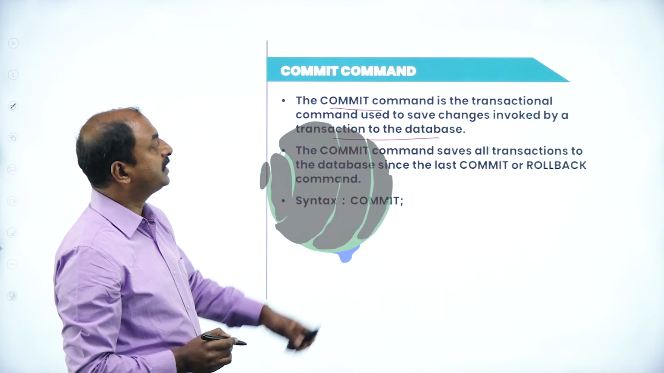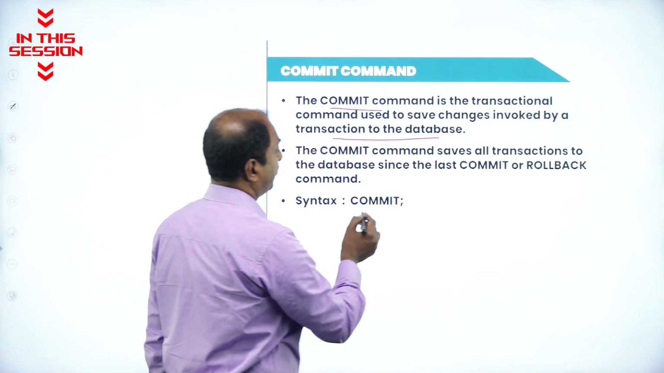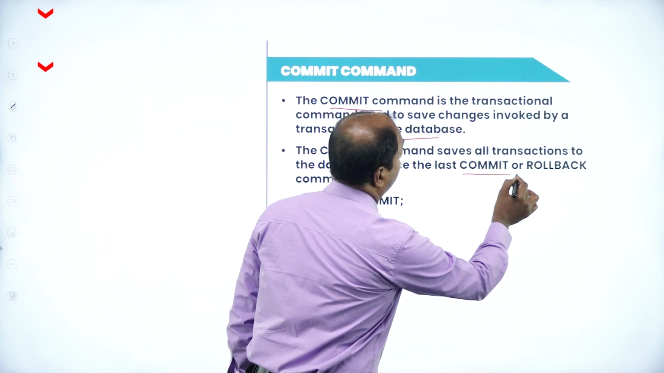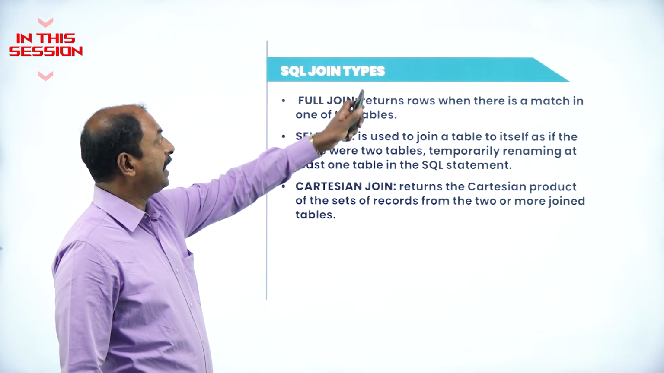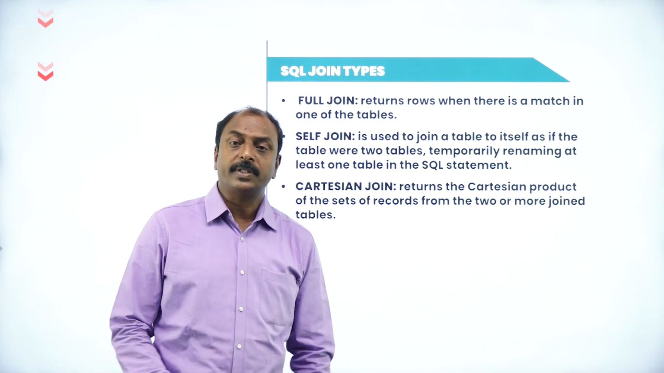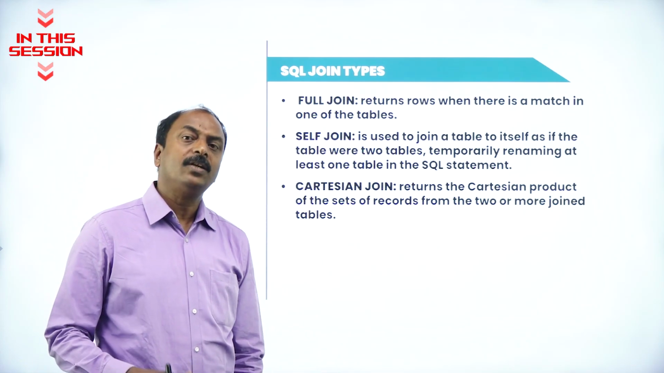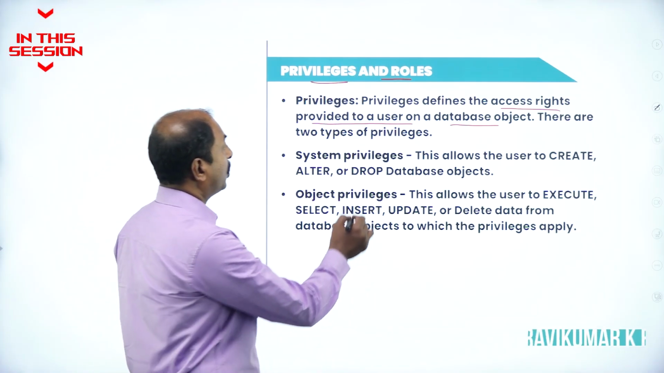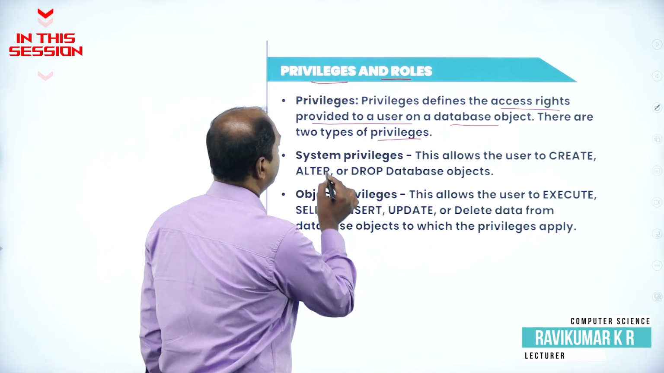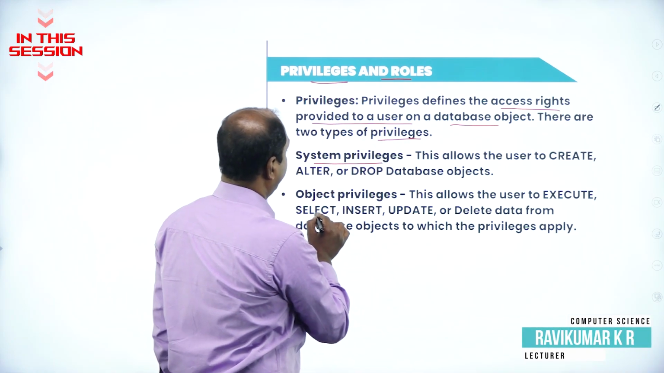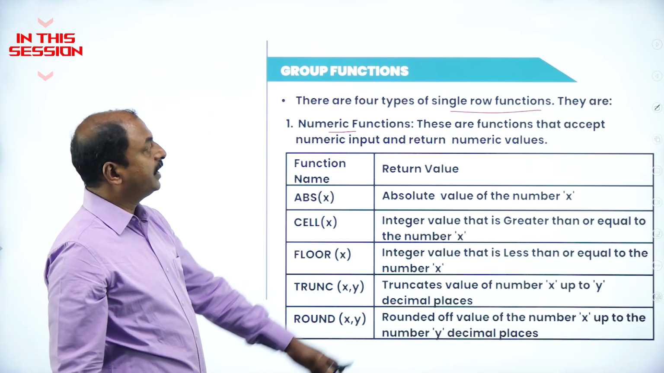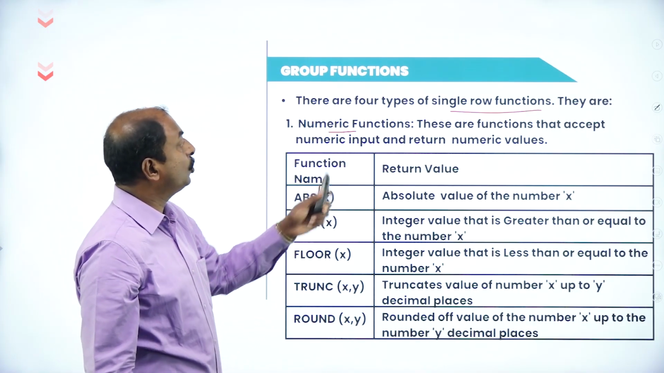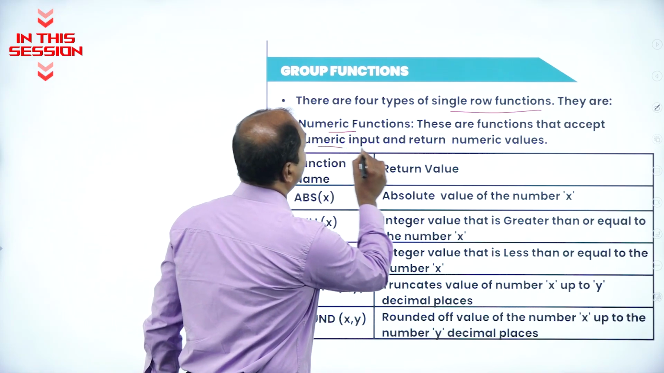The commit command saves all the transactions to the database since the last commit or rollback command. These join types commands work with more than one table or more than one relation. There are two types of privileges: one is system privileges and the second one is object privileges. What are numeric functions? These are functions that accept numeric input and numeric values.